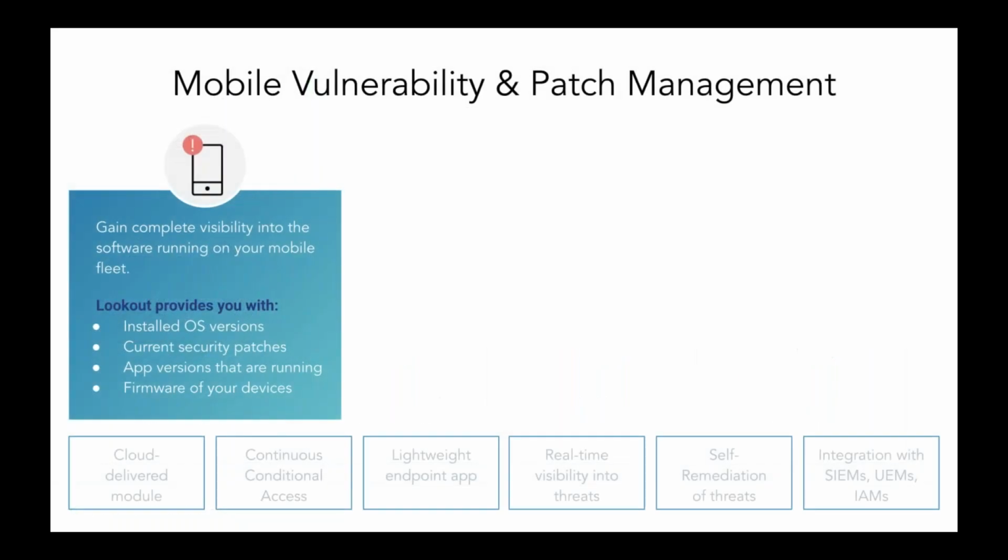So let me tell you a little about Lookout Mobile Vulnerability and Patch Management. We provide complete visibility into the software running on your mobile fleet. We tell you what operating system versions are installed on those devices, whether they're personal devices or corporate-owned devices, whether they have MDM or not. We give you a highly trusted view into the current security patches. We also see into app versions that are running on your devices and deep into the firmware of those devices.